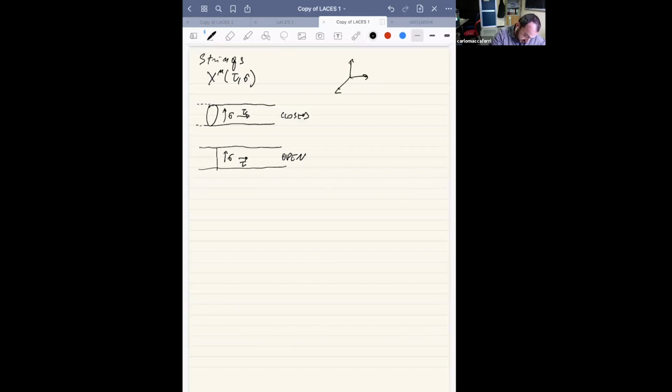That's R^{1,D-1}. So these maps describe the embedding of this surface in space-time.